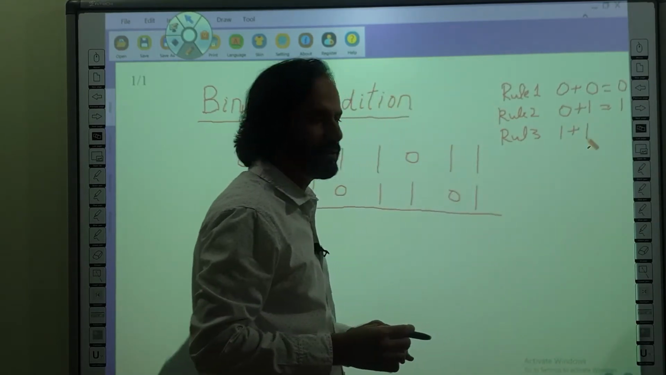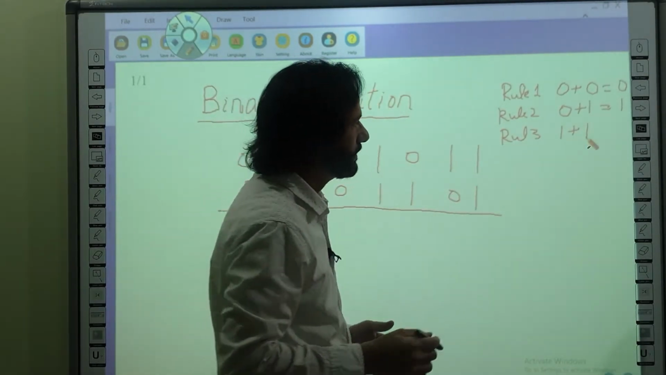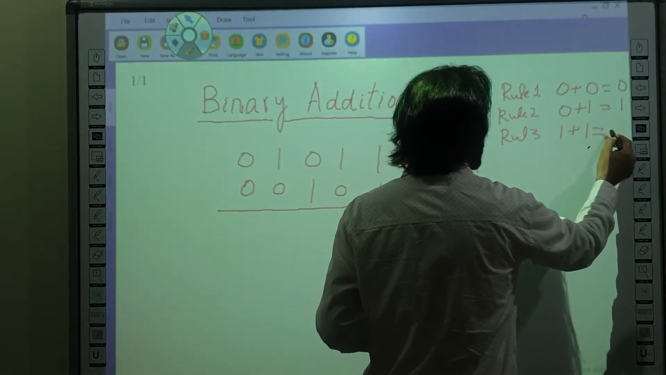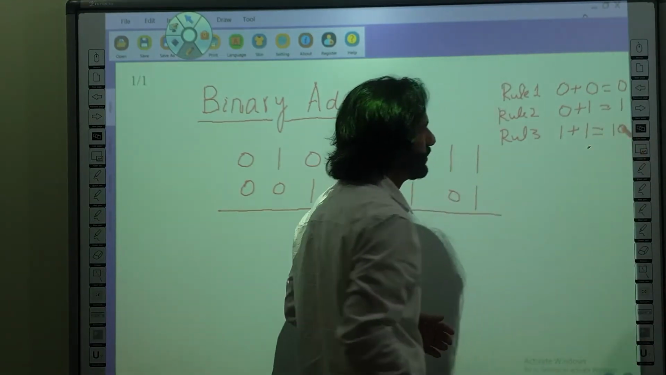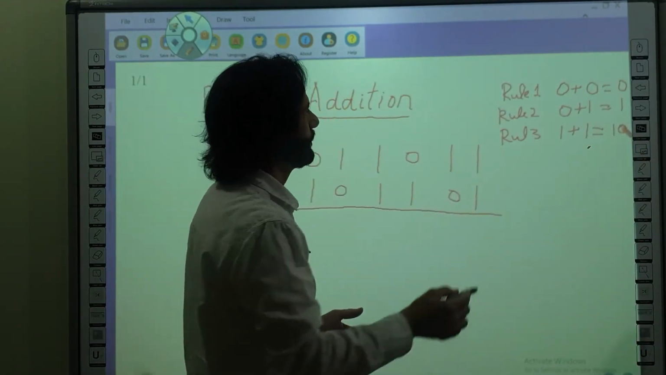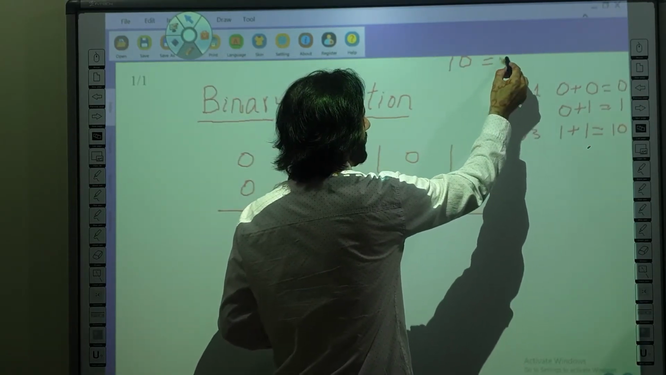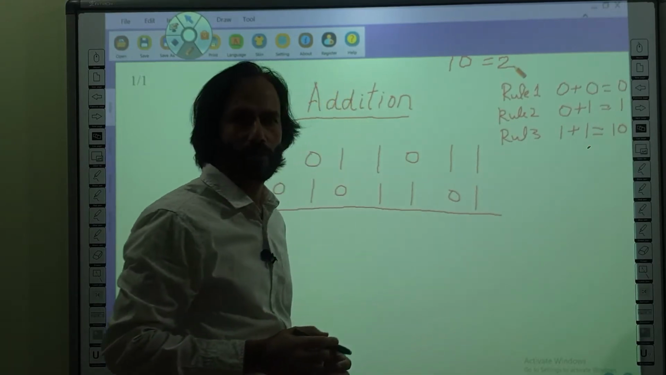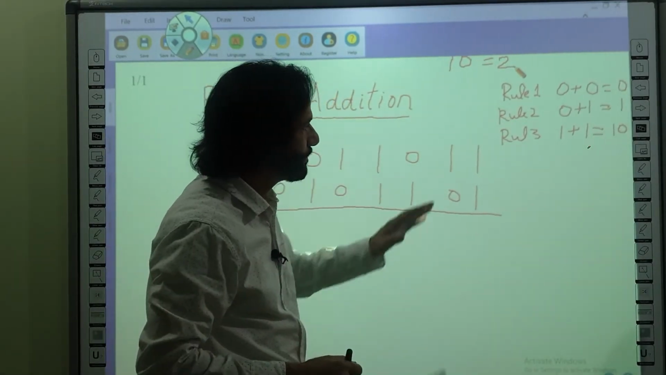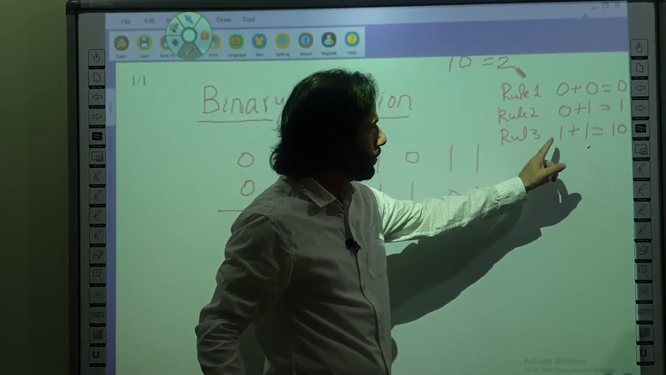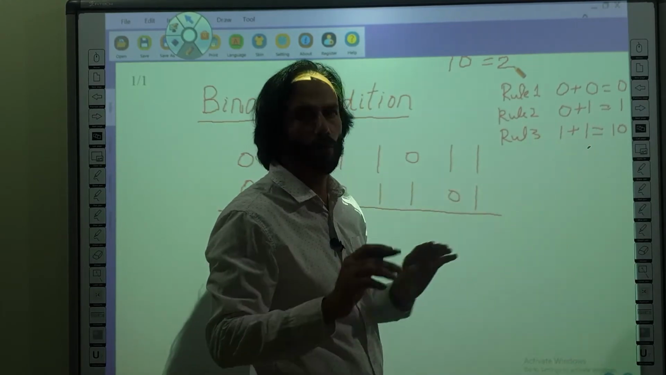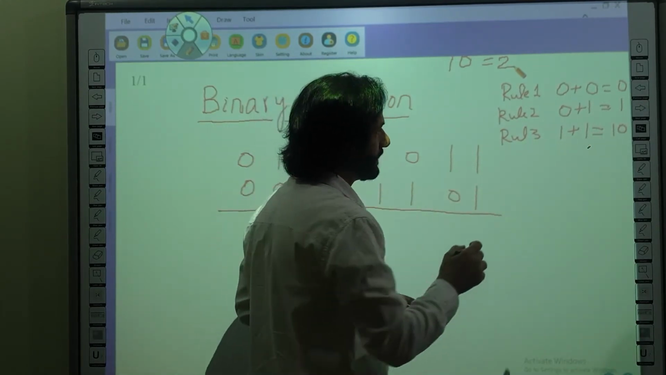When we add 1 and 1, the answer should be 2, but we write it 10. And as you know, 10 in binary is equal to 2 in denary. Okay, remember, you can convert it. So while adding 1 and 1, the answer will be 10. You have to remember this.